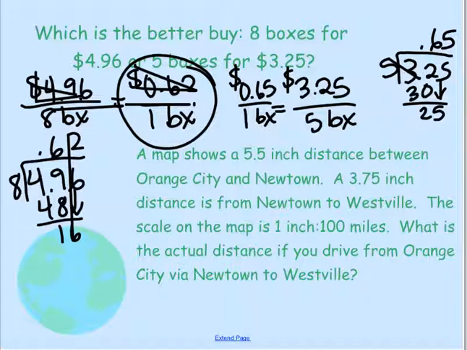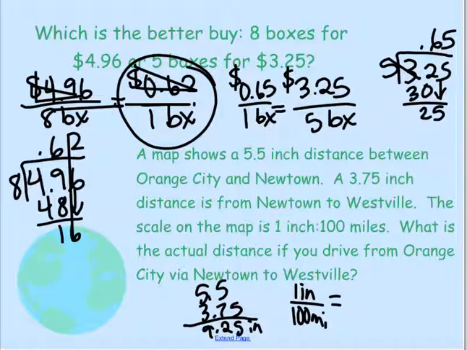Well, the total distance on the map is 5.5 plus 3.75, which means that we get a 9.25 distance in inches. Well, if we say we have 1 inch to 100 miles, we could set up a proportion and say 1 inch to 100 miles is the same as 9.25 inches to a certain amount of miles. Well, we could put a variable and cross multiply, or we could just see that I need to multiply by 100. So it would be 925 miles.